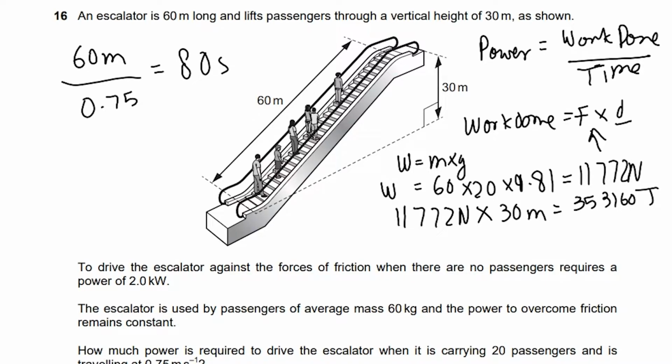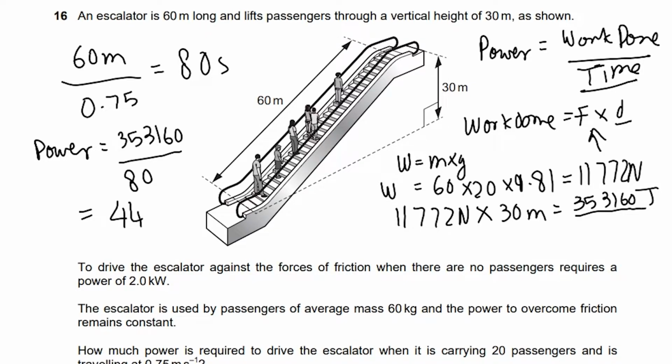So now we have time, which is 80. We also have work done, which is 353160. We have to calculate power. So power is work done, 353160, over time, which is 80 seconds. 353160 divided by 80 is equal to 4414.5, and the unit for power is watt. Now this is the power the escalator puts into use to move the passengers above.